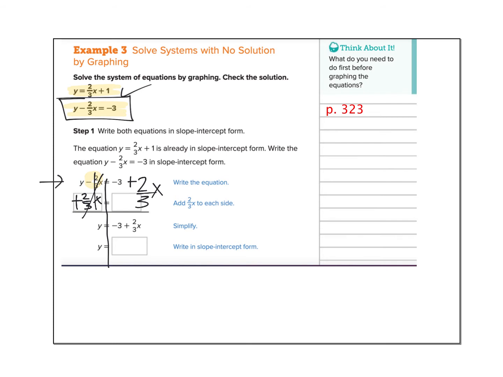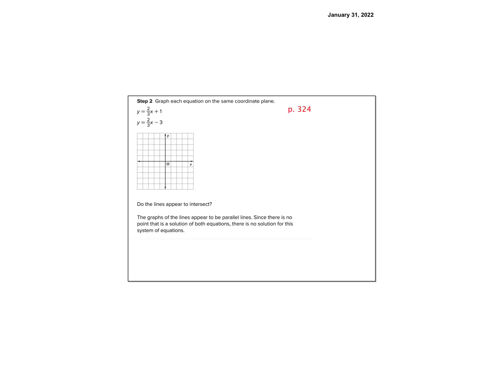Okay, so now they rewrote it like this. And then finally, I'm going to rewrite it in good form. So I'm going to write y equals, I'm going to rearrange it, 2/3 x minus 3. Now it's in slope-intercept form. So now I have my equation 1 and my equation 2. Now I'm going to graph them and see what happens.